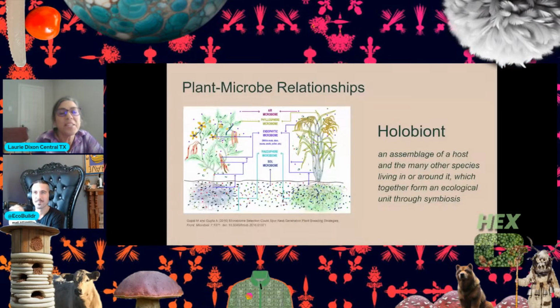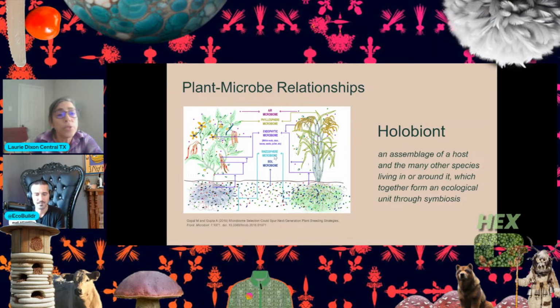So first we're going to talk about this cool word, holobiont. You can see that every kind of organism is actually a community of organisms. On this slide, it's comparing different microbiomes. We have the air microbiome, the phyllosphere, which is the leaf surface, and endophytic, which is inside the plant. There's a biome inside the plant.